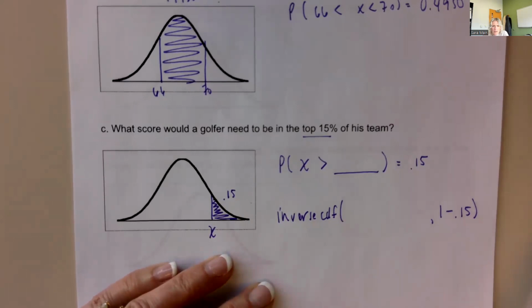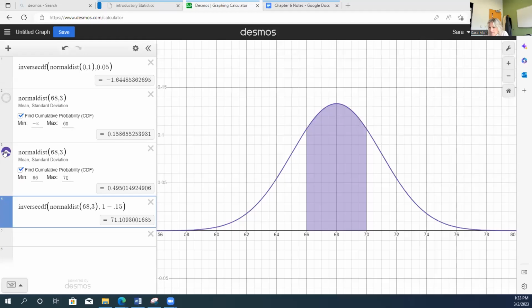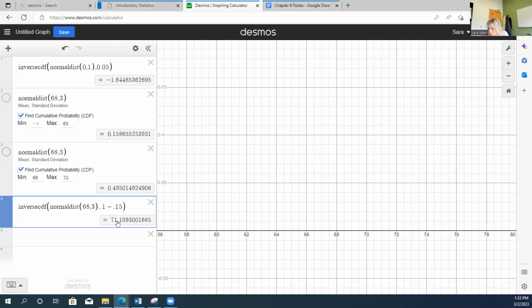So let me show you that. And that is this bottom row right here. And it looks like that golfer would have to score a 71.11 to be in the top 15%.